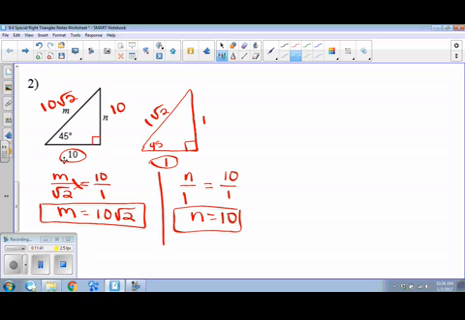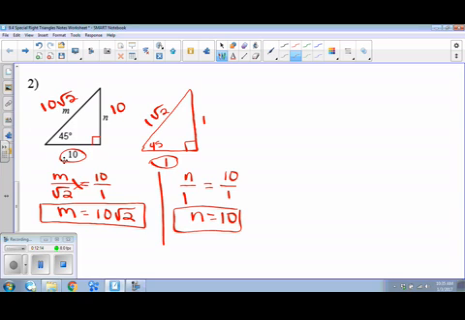What if your legs were 5? Then both my legs would be 5. What would my hypotenuse be? 5 square roots of 2. What if both of my legs were 7? What would my hypotenuse be? 7 square roots of 2. Okay? So you'll start to recognize these patterns and it'll be easier for you to fill in.